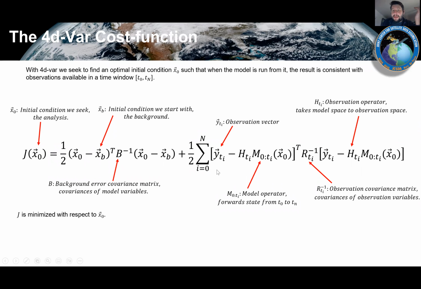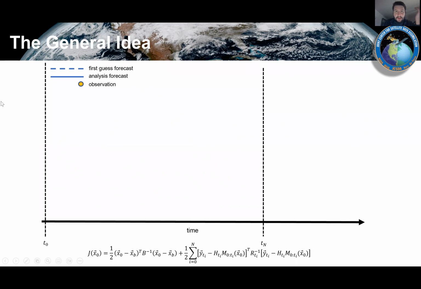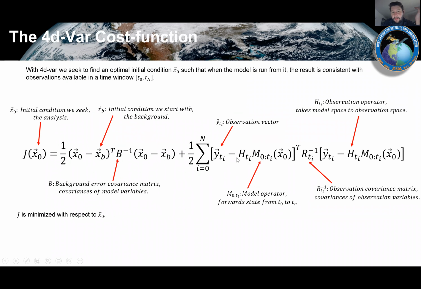We'll have observations over various times. So here I'm adding up these inner product terms for each discrete time in a window. I'll show you a cartoon of this. But H here, these are observation operators. This is a model operator. So this is forwarding the model from the initial condition, from time 0 to time ti.